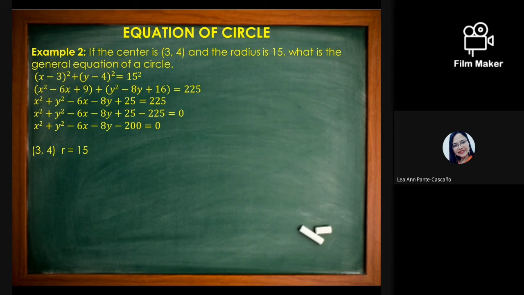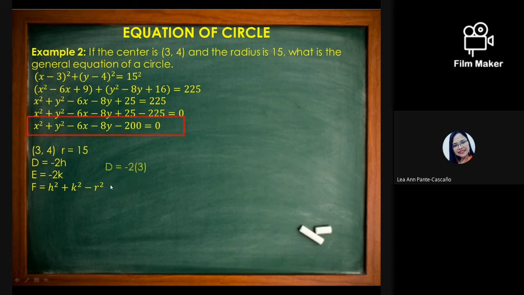Okay, let's look at another way to solve for our general equation of a circle. Our center is 3, 4. The radius is 15. So remember, the formula for D is negative 2h, our E is negative 2k, and our F is h squared plus k squared minus r squared.